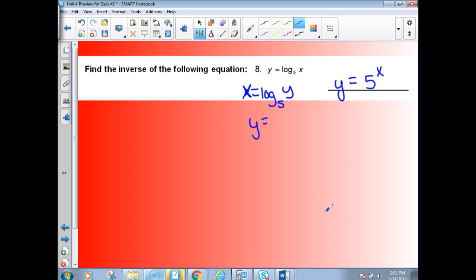Questions about that? Okay, the other way you could do it is first just rewrite this as an exponential, 5 to the y equals x, and then switch the x and the y. Okay.